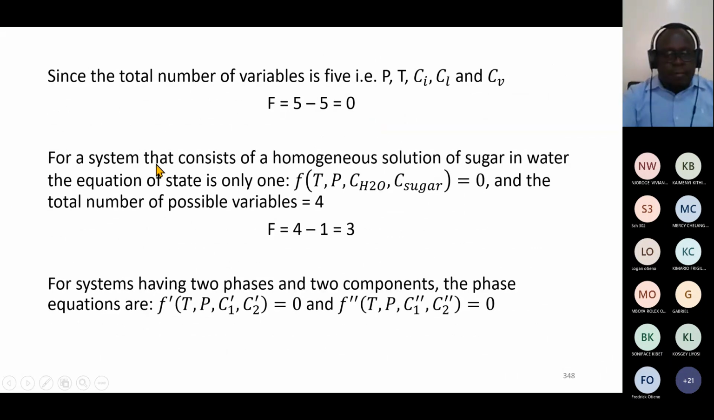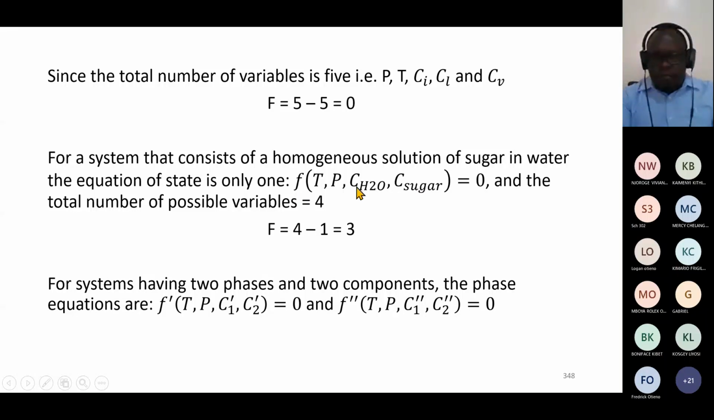Now, if you consider another system that consists of a homogeneous solution of sugar in water. So here, this is a 2 component system. We have sugar and we have water. But then this is one phase. You're forming one phase. So because you have only one phase, then you have only one equation of state.